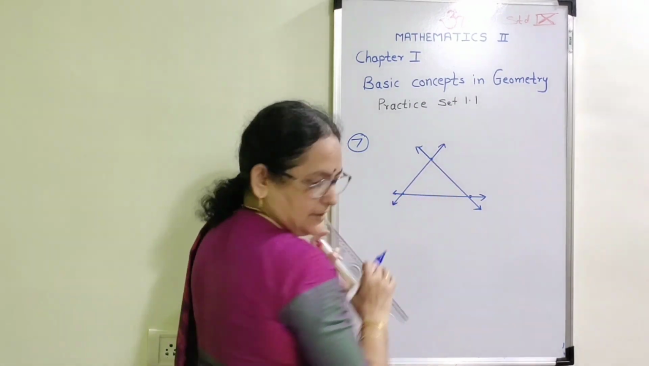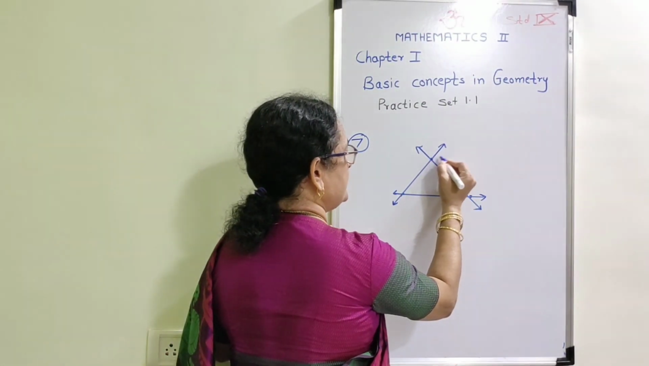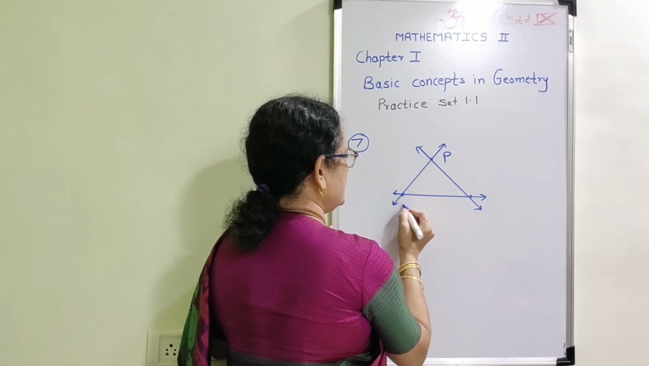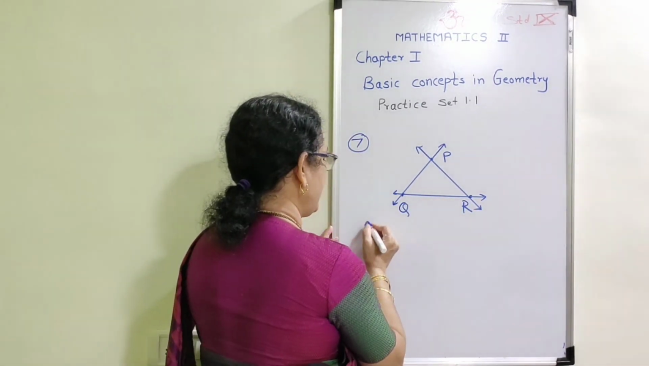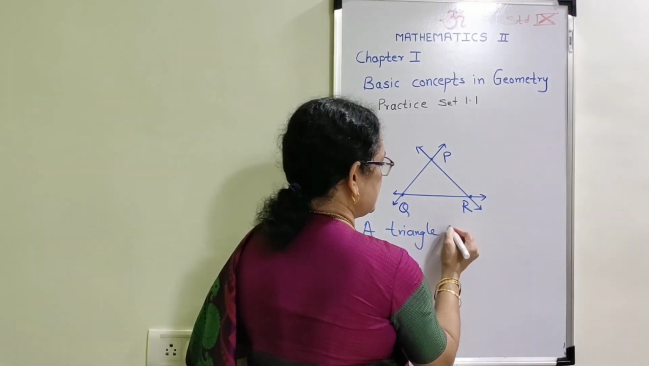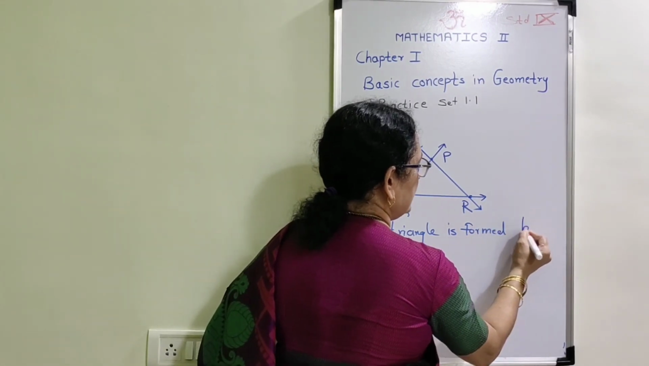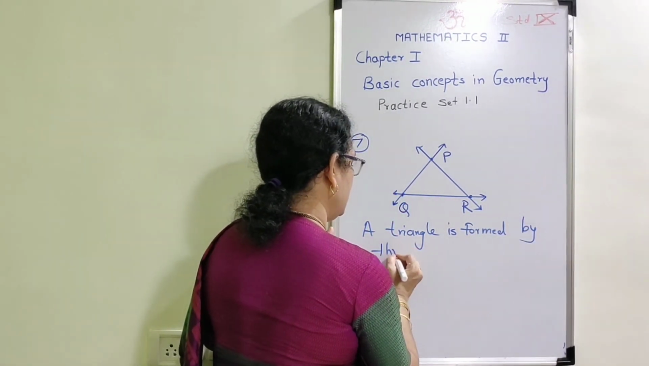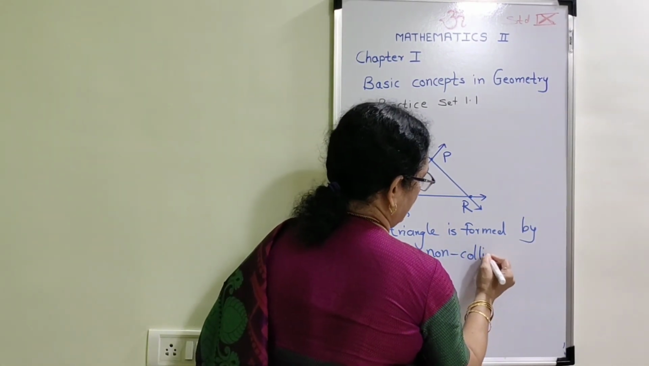Suppose the names are not given, write their names. Suppose this point is P, this one is Q, and this one is R. A triangle is formed by three non-collinear points.